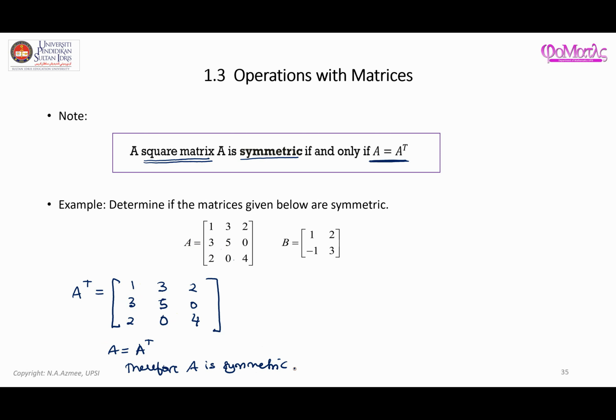Okay, so that's it. Next, if we look at the next example, here we have matrix B. What is B transpose? B transpose, 1, 2 becomes like this. The first row becomes the first column, and here it becomes -1 and 3. And clearly from the result here, we can see that matrix B is not equal to B transpose. Therefore, B is not symmetric.